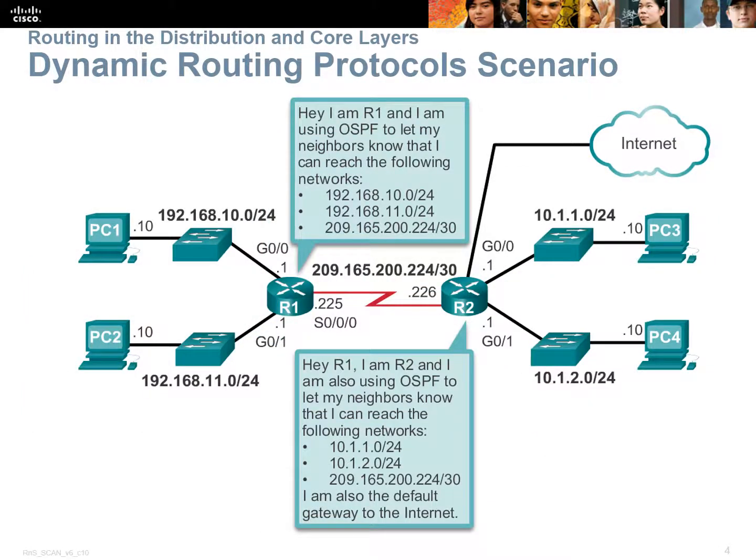So in this scenario, exactly the same setup, but now we have dynamic routing. Router 1 is running a routing protocol, router 2 is running a routing protocol. They're sharing information amongst themselves dynamically. Networks go down, networks come up, add new networks, everything's taken care of automatically.